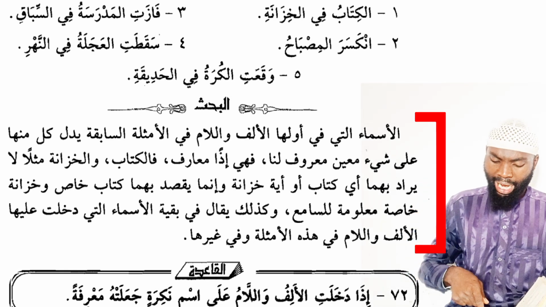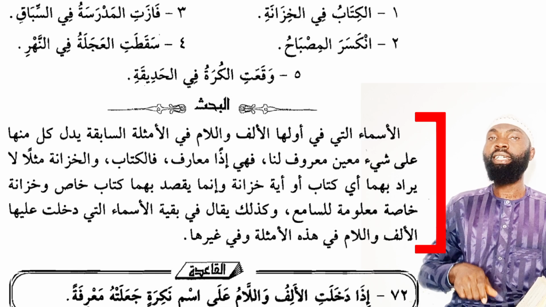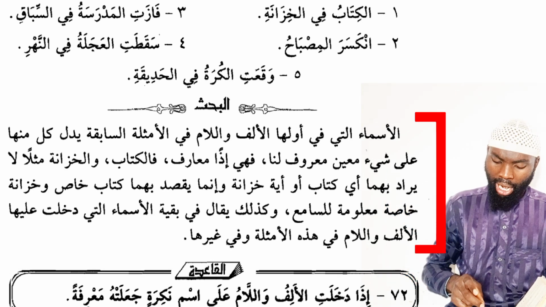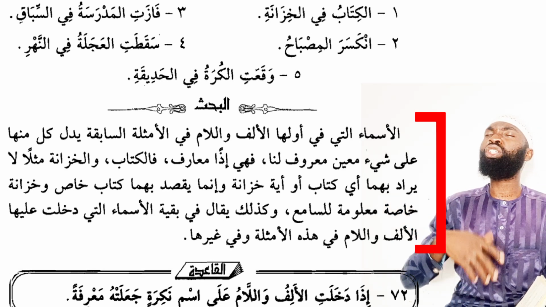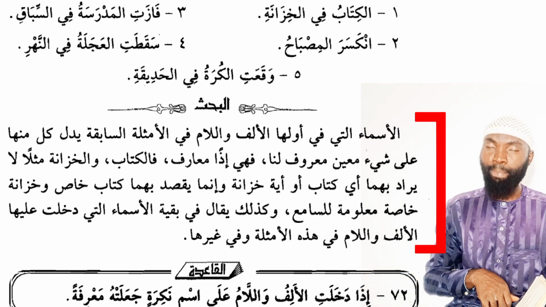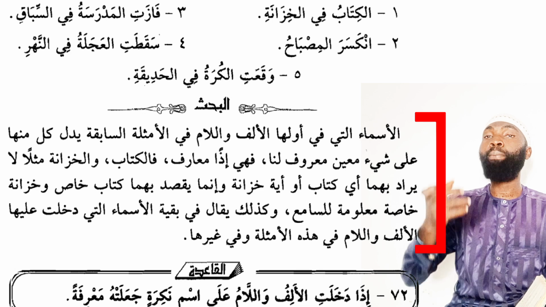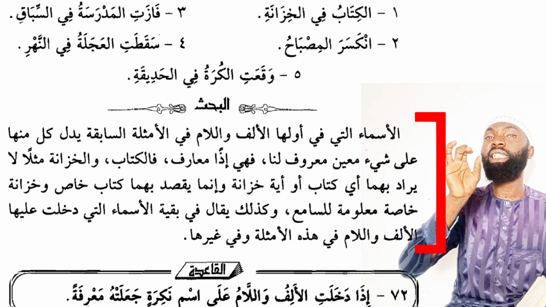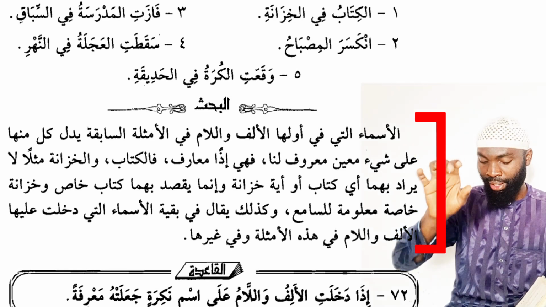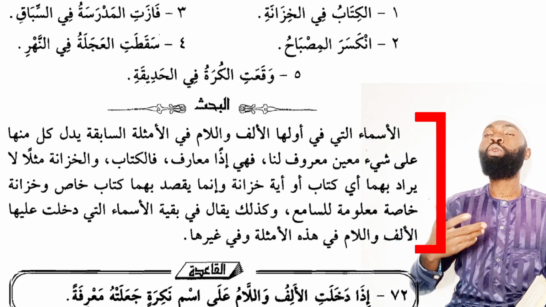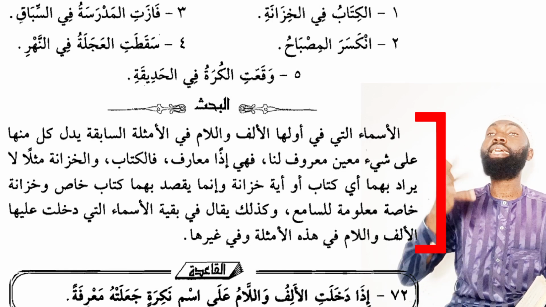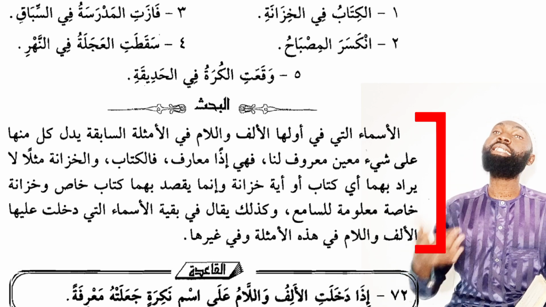Fal-kitabu wal-khizanatu, because the word al-kitabu, which is the book, and al-khizanatu, the safe. Mathalan, for an example, la yuradu bihima ayyu kitabin. They are not meant to be used for any book, for just any book, aw ayyatu khizanatin, or just any safe. No. Wa innama yuqsadu bihima kitabun khasun, but they are being used to point to a specific book, wa khizanatun khassa, and to a specific safe. Ma'lumatun lisami, which are known to the listener. So if I say the book, al-kitabu, you know the book I'm talking about, or I say al-khizana, the safe.